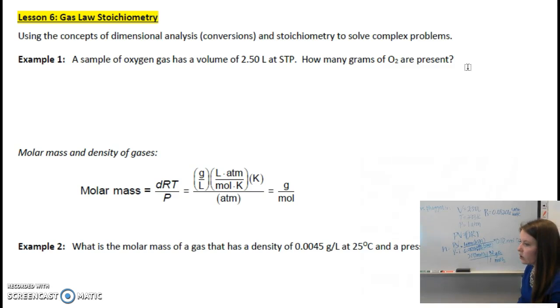Okay? So we're going to go ahead and calculate that out. If you take the 0.112 times 32, you're going to get 3.57 grams of O2. And this is going to be our final answer here.